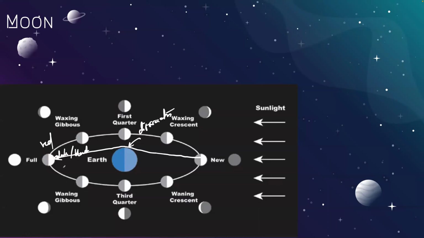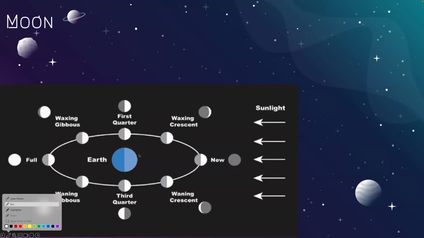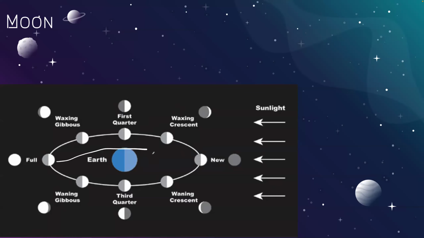Now, why only red reaches? Why not the others out of V, I, B, G, Y, O, R? Why do only the larger wavelengths like red and orange reach the moon? Why not the shorter wavelengths like violet, indigo, blue, green reach the moon?